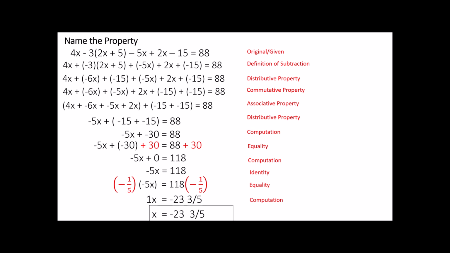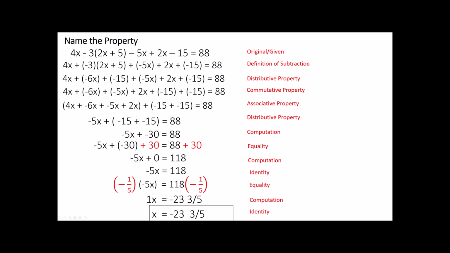The last thing I do is this. I got rid of the times 1. What property allows me to do that? That's the multiplicative identity. Notice as well here, like I've talked about before, you have this equality computation identity pattern here, equality computation identity pattern here. Most of these are going to end with some version of this.